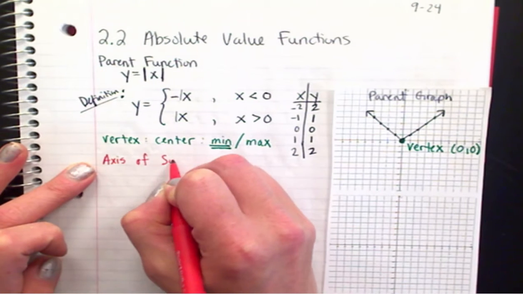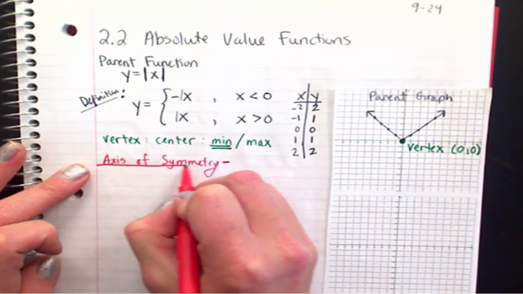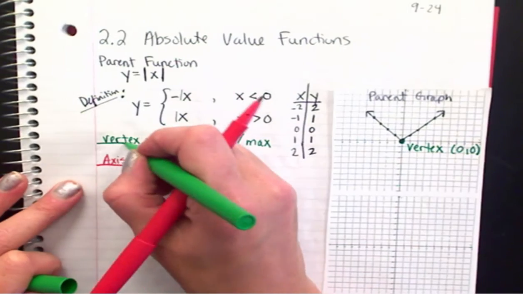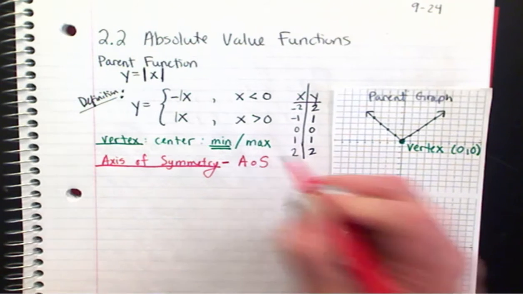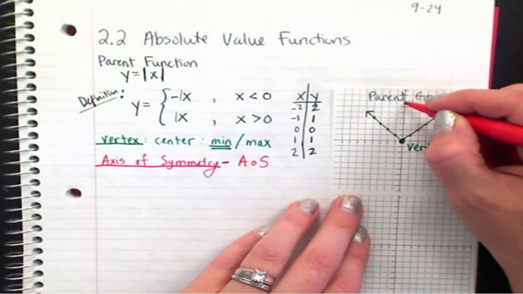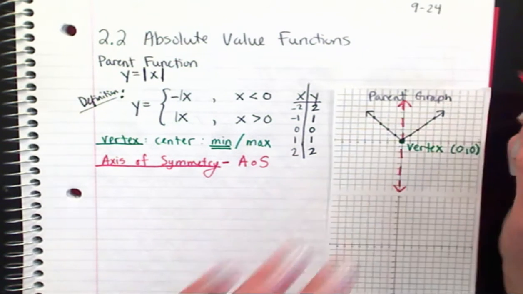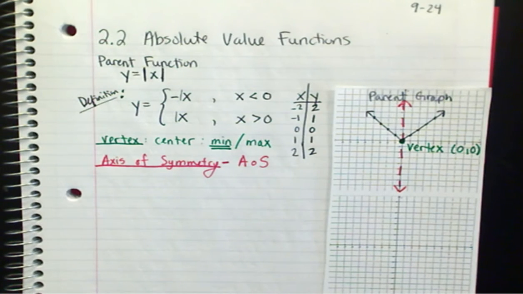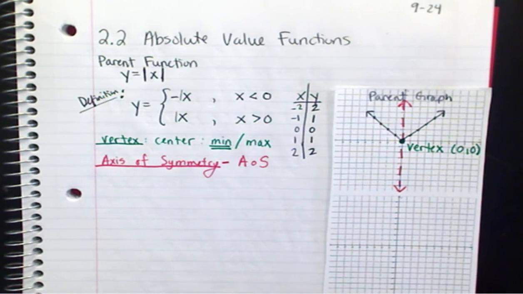Axis of symmetry. I'm going to abbreviate this AOS, axis of symmetry. And I'm just going to draw it on the graph because it's more of a visual. Characteristics are very visual. It's this vertical line down the center of the graph where the symmetry occurs. Notice that the left half and the right half are exactly the same. You have symmetry over that red dotted line.